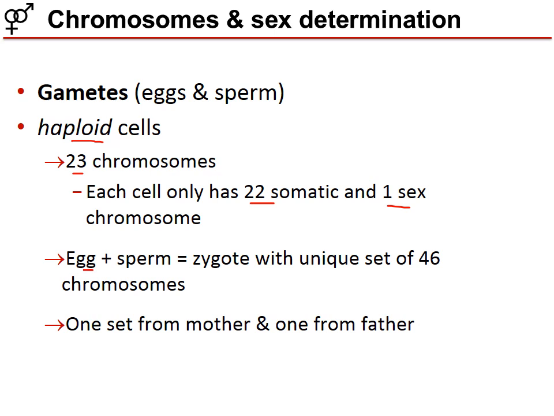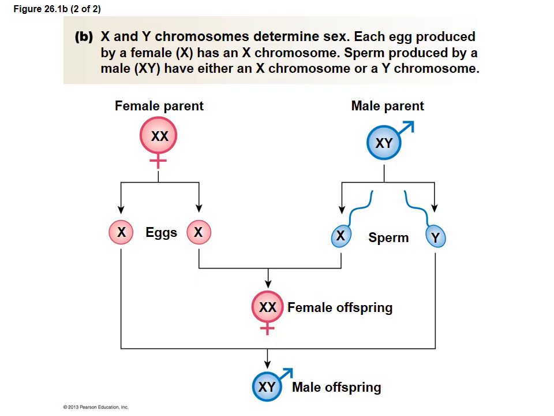So when an egg and a sperm unite and form a zygote, a unique set of 46 chromosomes is formed. One set comes from the mother and one set comes from the father to create this zygote with a unique set of DNA. Through a process of meiosis, cells go from a diploid number to a haploid number, containing only 1 sex chromosome, not one pair of sex chromosomes.